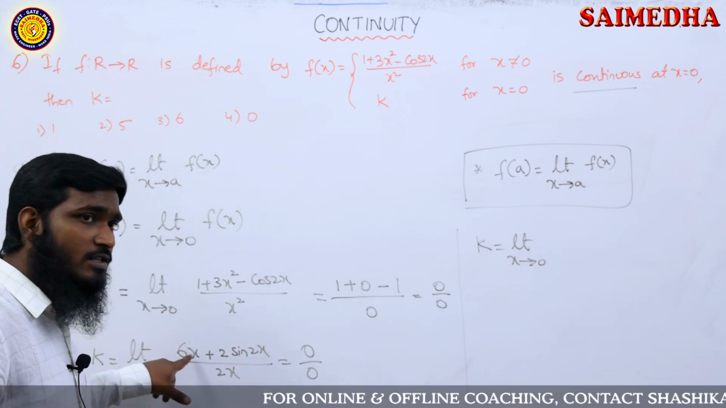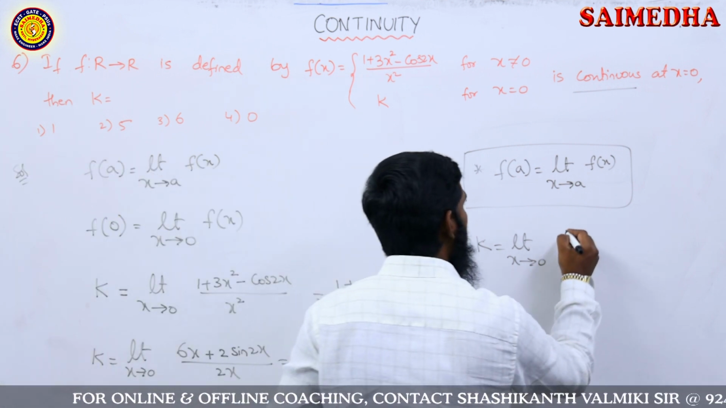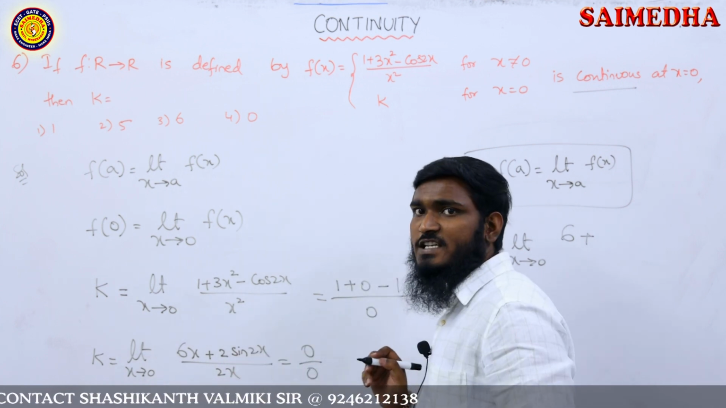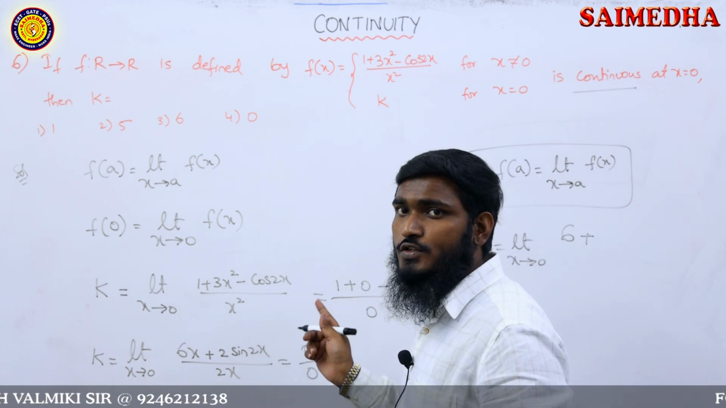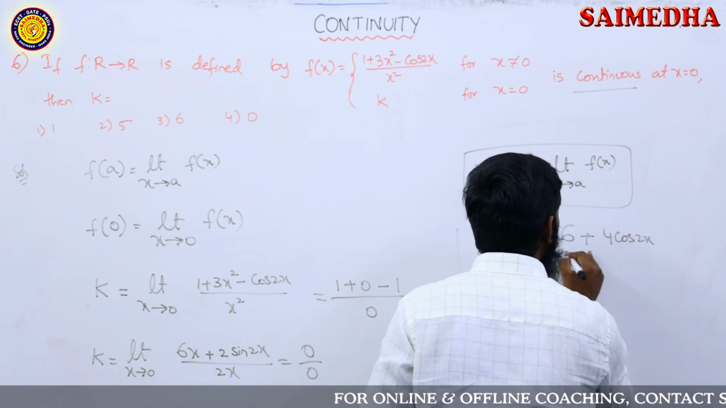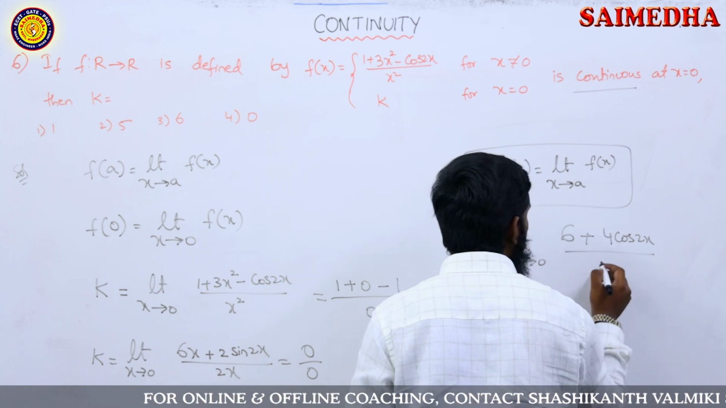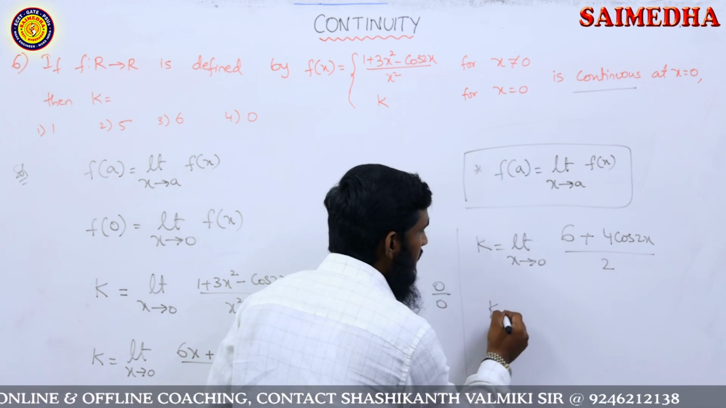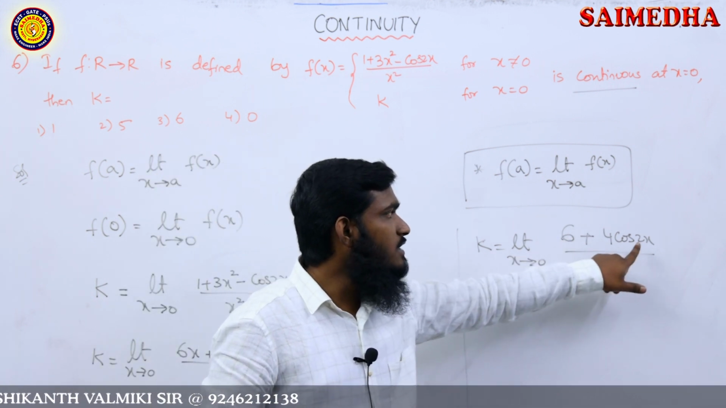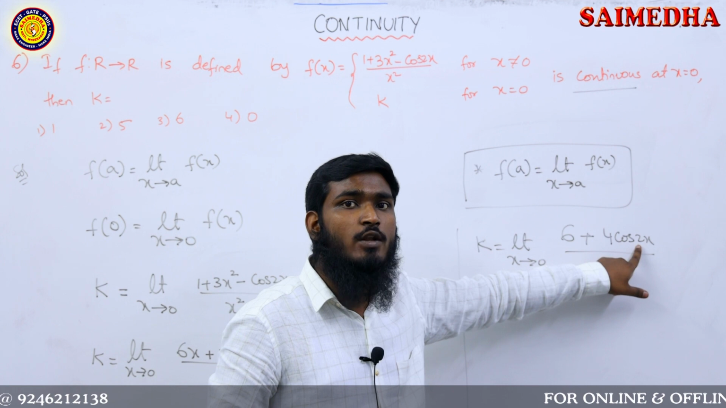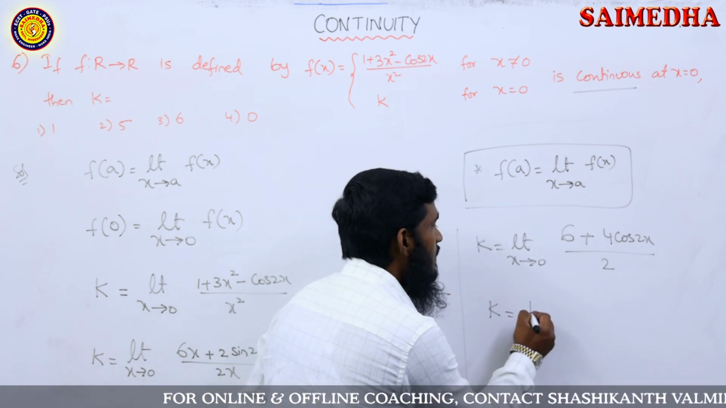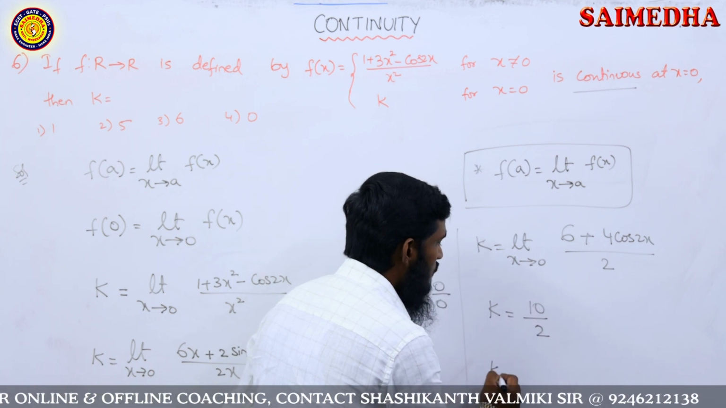Now if you are differentiating this part, it will be 6. Then next plus 2 as it is. Sin 2x gives 2 cos 2x. 2 into 2 is 4. So this part will be 4 cos 2x divided by, differentiating 2x gives 2. Now k value is equal to, substituting the x value as 0, cos 0 value is equal to 1. 4 ones are 4. 6 plus 4 is 10. 10 divided by 2 is equal to 5.